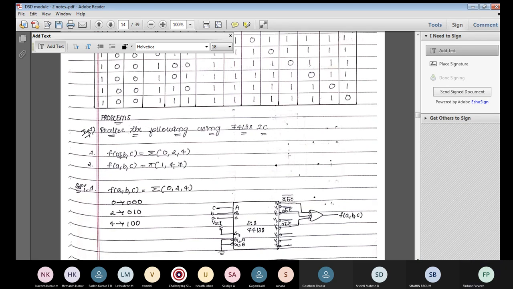Now, realize the following using the 74138 IC. Summation of minterms, F of A, B, C is equal to 0, 1, 4, 7. They have given the 74138 IC, which means a 3:8 decoder. What is the function? Having 3 enables, one is active high and two are active low. And now it is again the active low problem, summation of minterms.